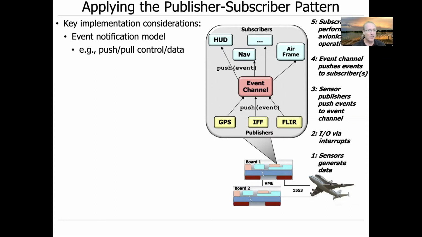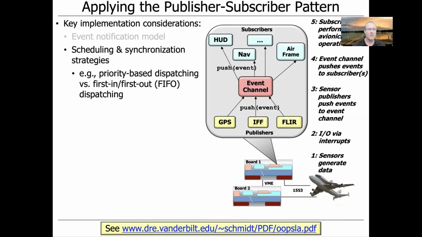We had to figure out the event notification model. For example, do we push both the metadata or the events and also the payload data? Is the control data going with the payload data? Are they all pushed? Do we push the control data? Do we pull the payload data? And we ended up settling on a hybrid architecture that pushed control data and then pulled the payload data. And that made sense for our particular use case. But the point was that the pattern got us down the road, but it didn't answer all the issues we had to deal with at the implementation level.